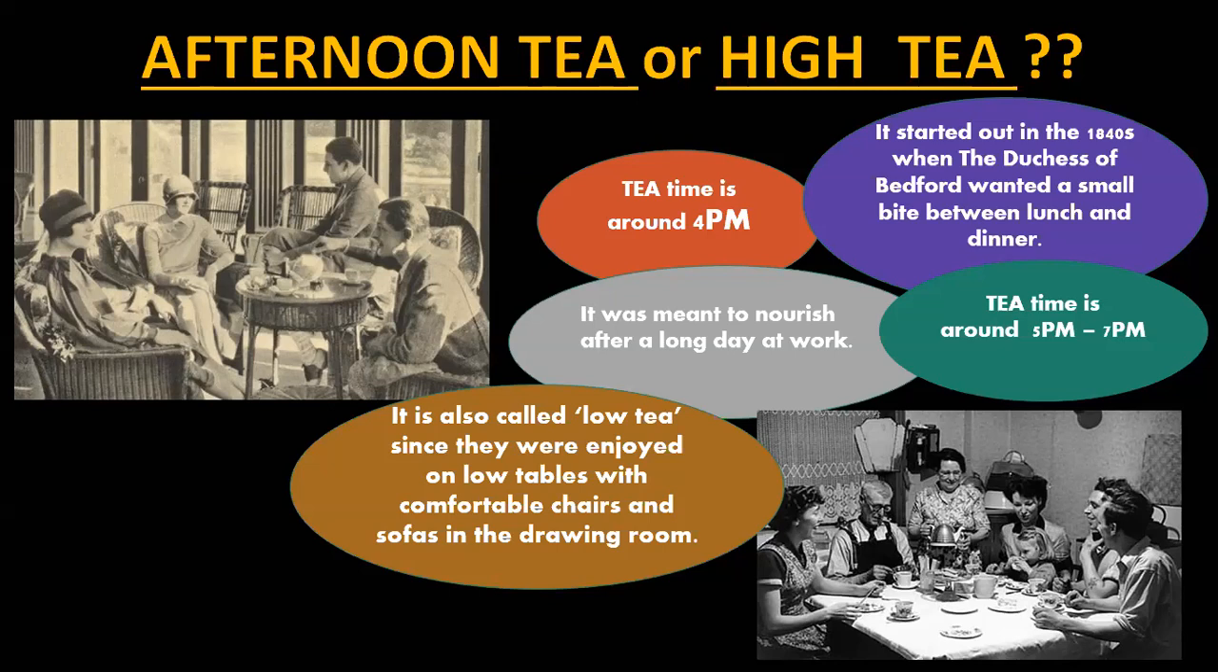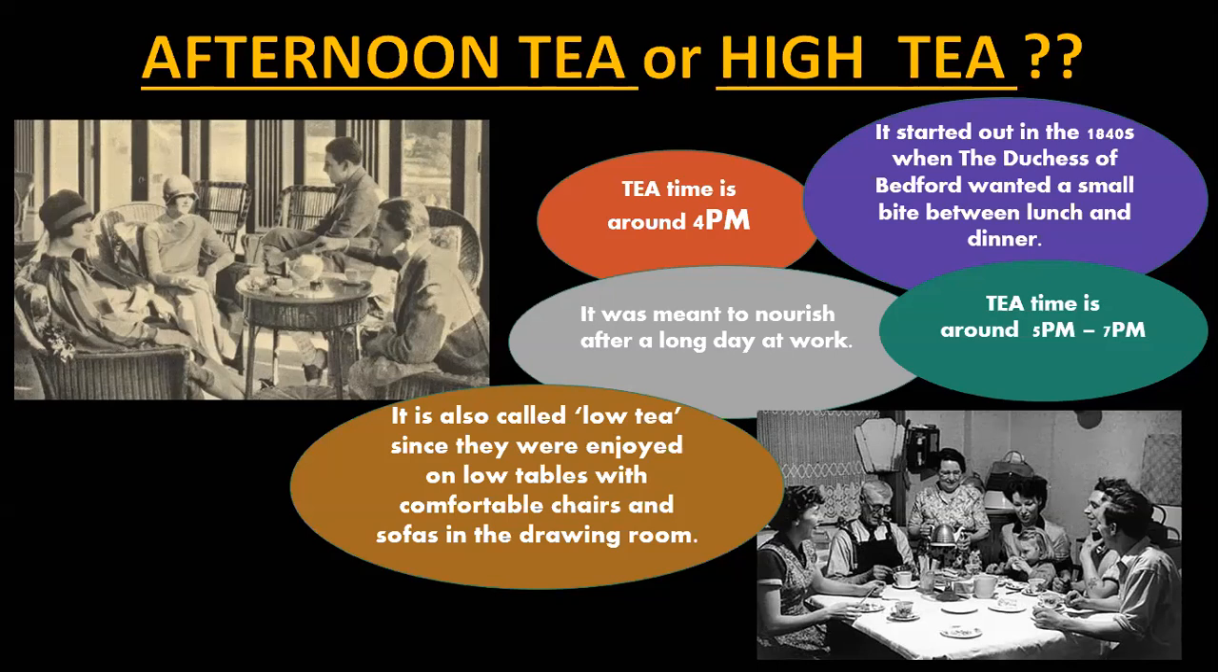So this is the reason why in the gray circle, it was meant to nourish after a long day at work. This is the high tea. So this is the reason why we have completely different dishes, completely different ingredients, because the purpose, the functions of the two ceremonies are completely different.